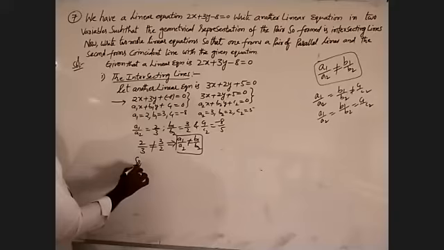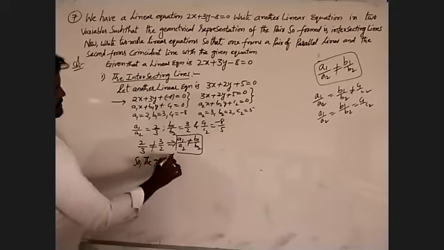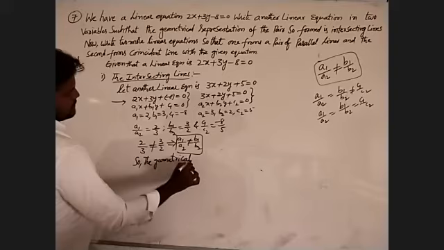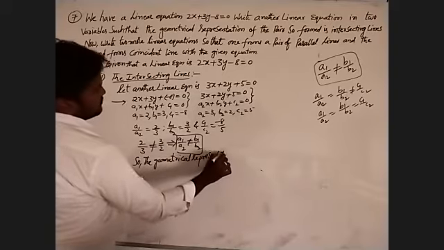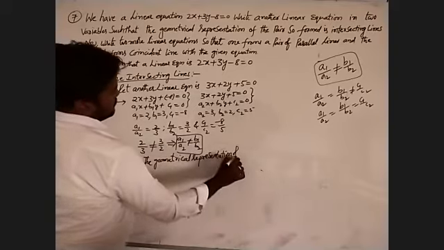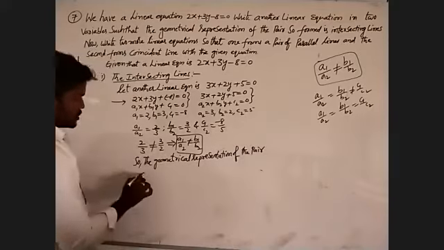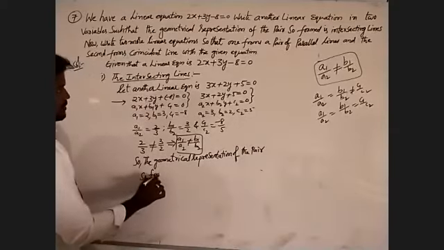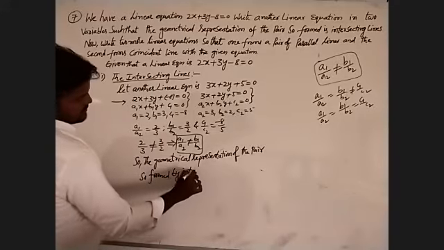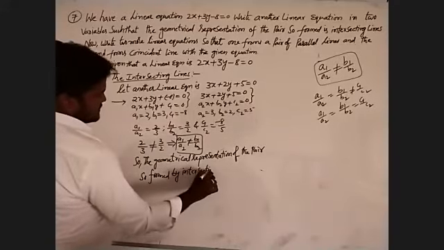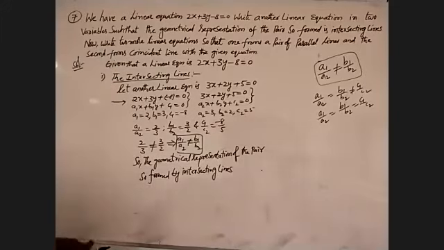Finally, show the geometrical representation of the pair formed by intersecting lines. Intersecting lines. This is asked in the first one. Now I am going to the second one.